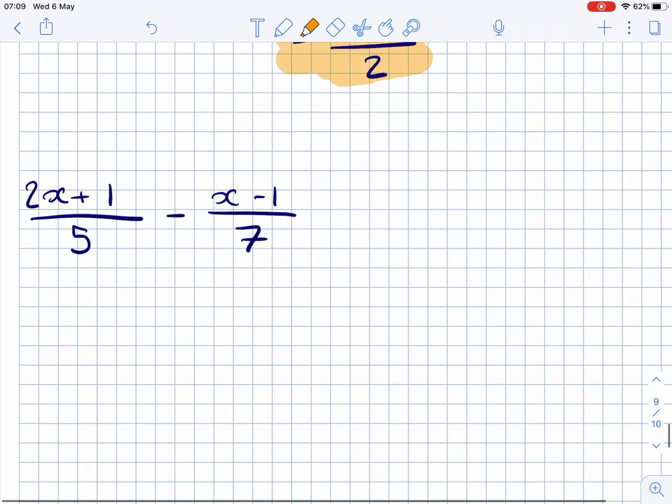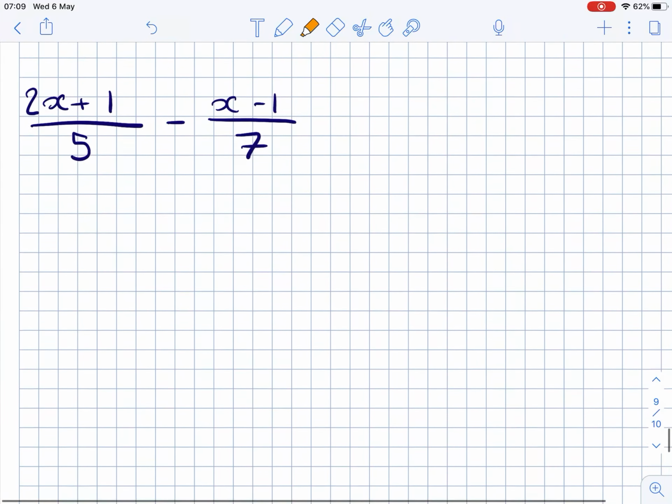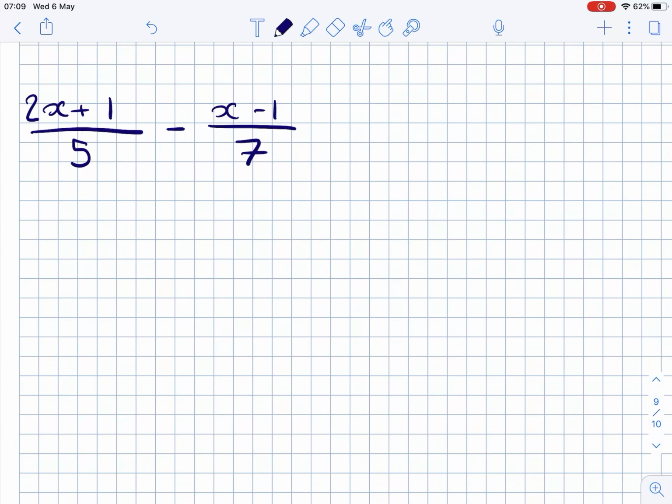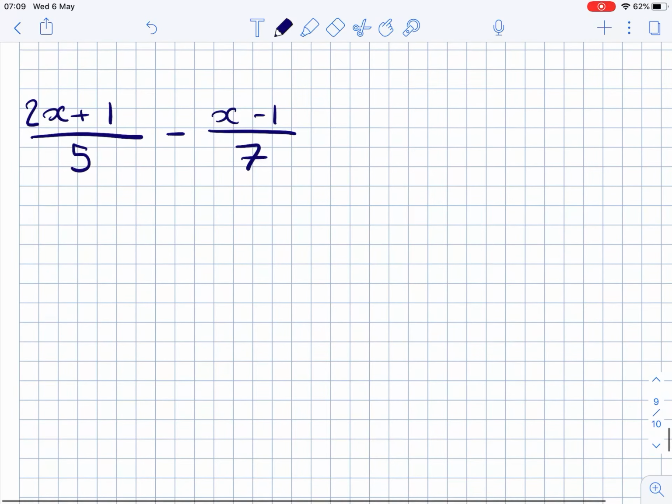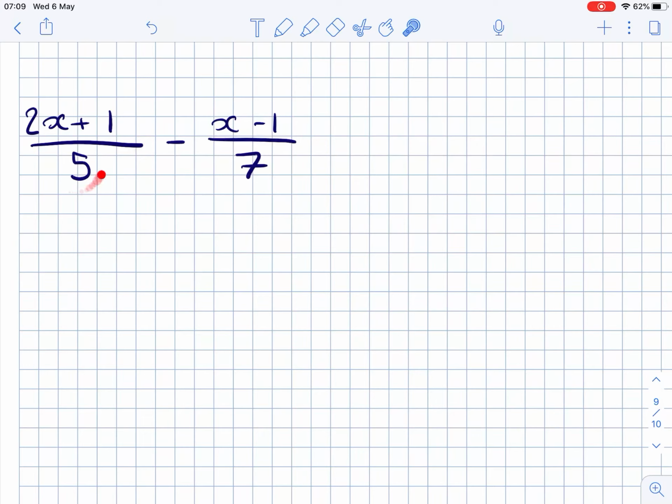Last or penultimate example, I'm not sure. No, it is my last example. There we go. We have 2x plus 1 over 5 minus x minus 1 over 7. This is a little bit tricky. Lowest common multiple between 5 and 7 is actually when we multiply them together. So I'm going to take this numerator and multiply it by the 7 to make 35 on the bottom over here. And I'm going to take this numerator and times it by the 5 to make 35 on this denominator.